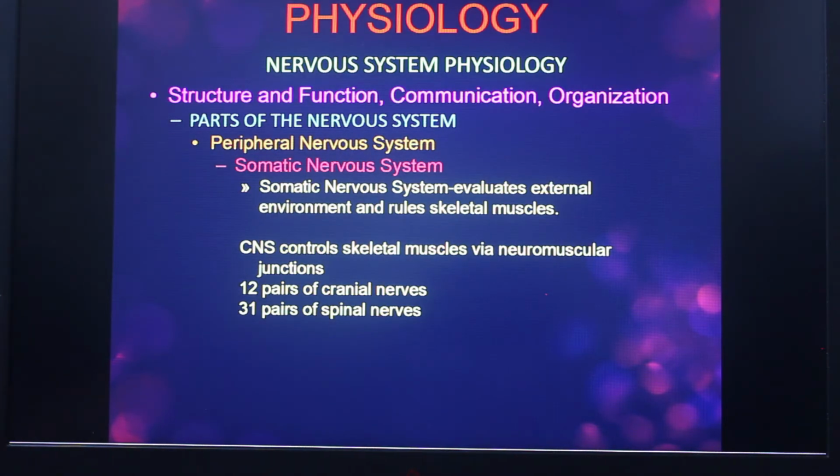If we look at the somatic nervous system, it evaluates the external environment and rules skeletal muscles. So the somatic nervous system is basically related with the things going on outside our body. The central nervous system controls skeletal muscles via neuromuscular junctions, and to do this, it uses 12 pairs of cranial nerves and 31 pairs of spinal nerves.